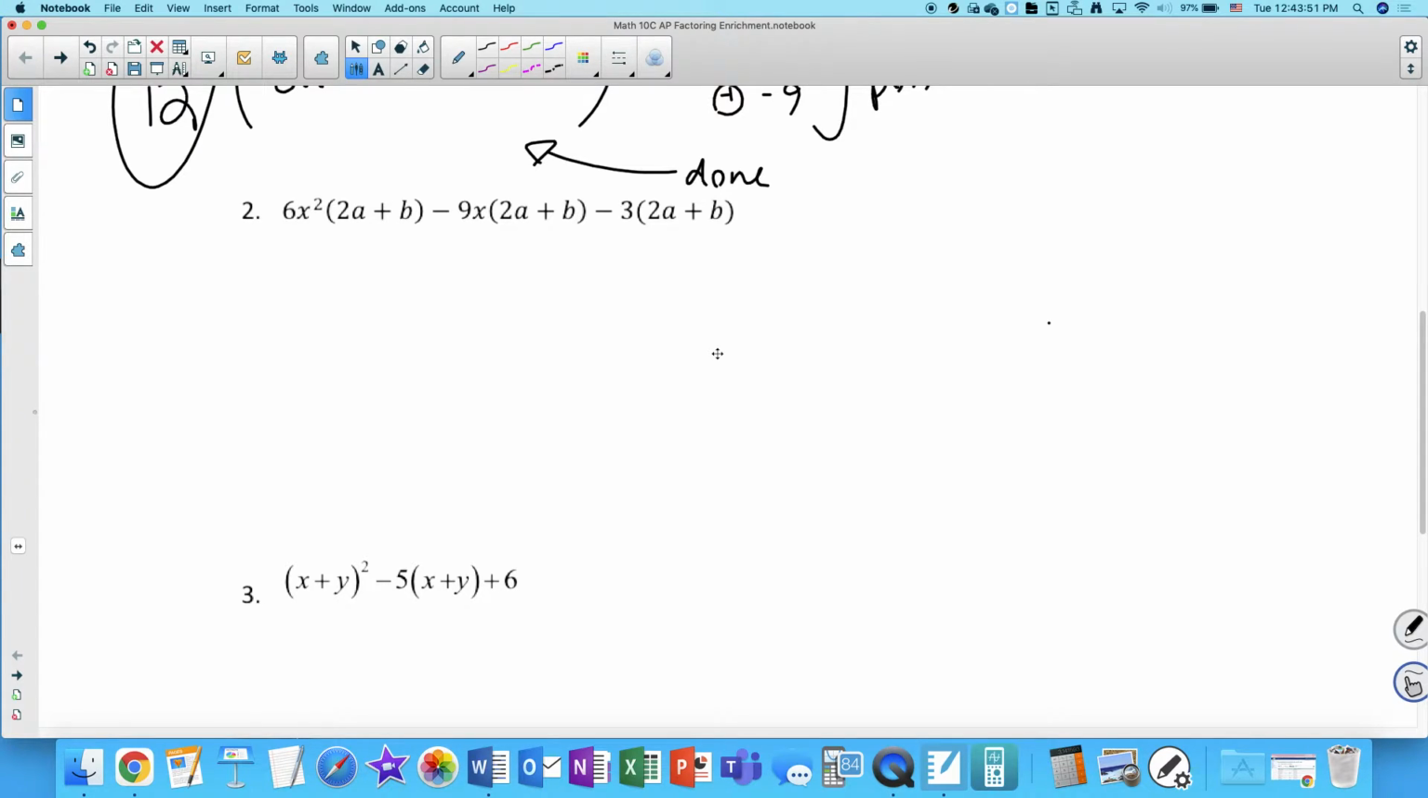Yes? All of the terms in the brackets are the same? Yeah, so this binomial is the same, and each term is being multiplied by it. So you can take it out. That is a common factor amongst all 3 terms. Okay? So I can take that whole 2a plus b out, and what's going to remain is 6x squared minus 9x minus 3.